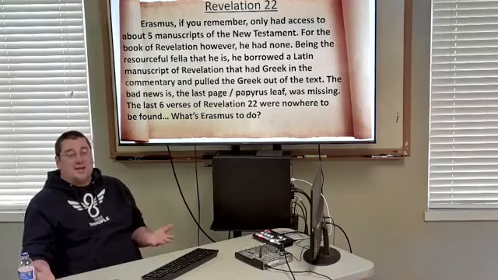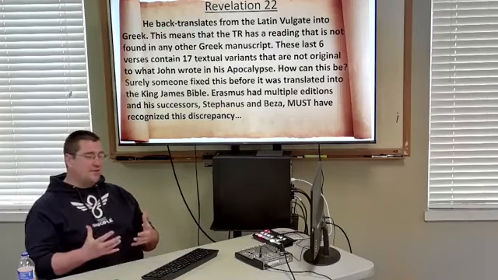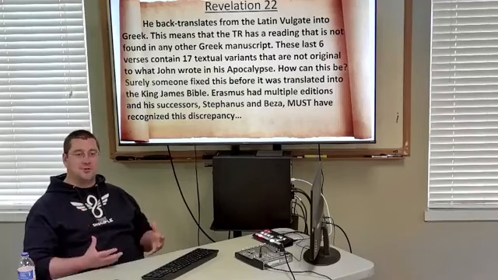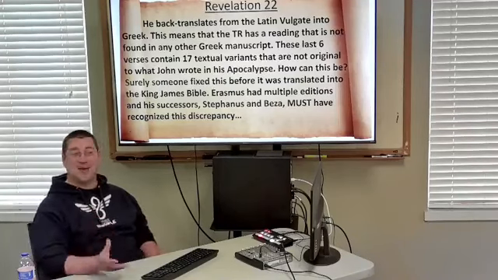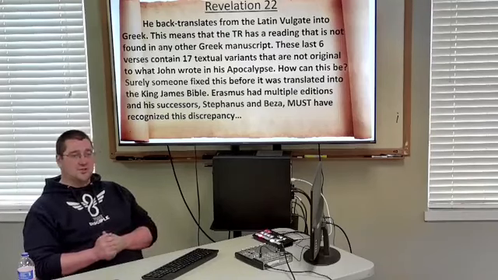So what does he do? He back translates from the Latin Vulgate into Greek. I don't know if you all have ever done this, but if you have a paragraph, and you use Google Translate to translate it into Spanish, and then have it translate that same paragraph in Spanish back into English, it's going to be completely different. There is no one-to-one word correlation. And so this means the TR had a reading that's not found in any Greek manuscript before it. And these last 6 verses contain 17 textual variants that are not original to what John wrote in his Apocalypse.